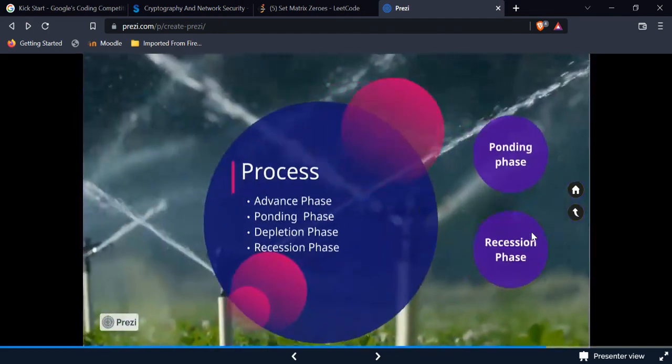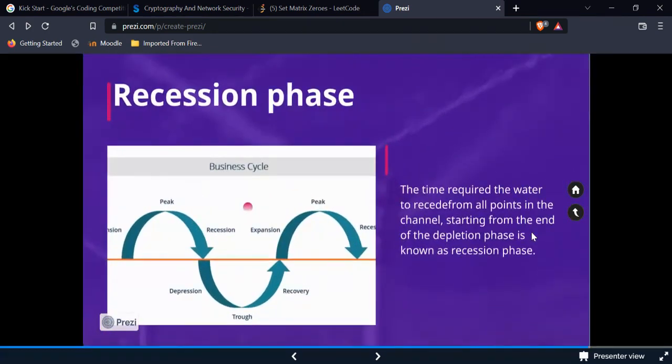And the next thing is the recession phase. The time required for the water to recede from all points in the channel, starting from the end of the depletion phase, is known as the recession phase. Recession continues until the front reaches the end of the field. Like the advance phase, the rate of recession also depends upon the inflow rate, the slope of the field, the infiltration capacity of the soil, and hydraulic roughness. Recession will tend to be most rapid when the inflow rate is low, the field slope is steep, the infiltration capacity is high, or the hydraulic roughness is small.